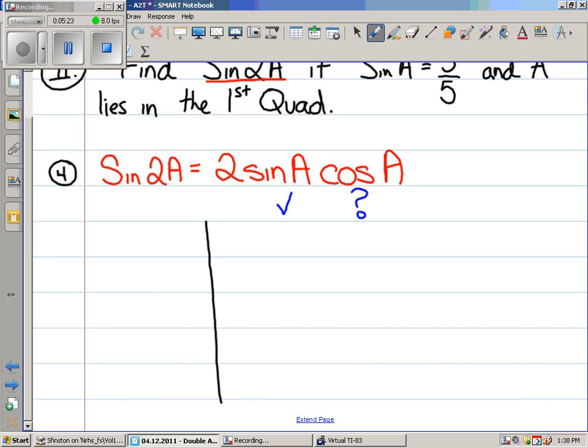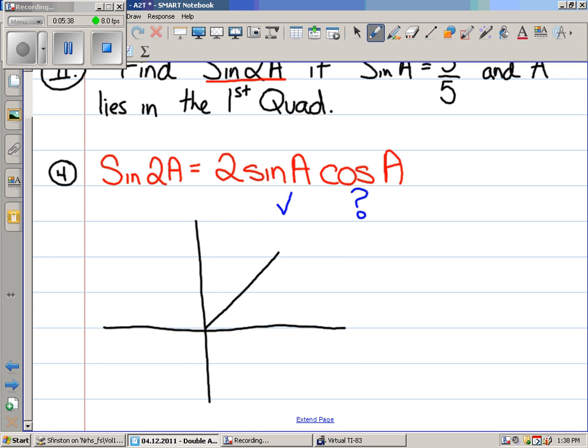Did it tell us which quadrant we're in? Oh, sweet. I love the first quadrant. Everything's positive. Love the first quadrant. Everyone in there is so positive. What? You didn't think that was funny? Okay. That is a great joke.